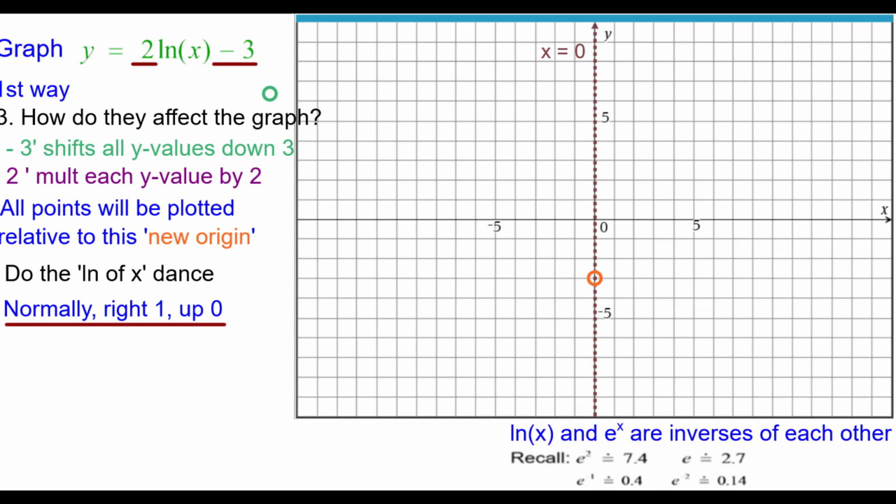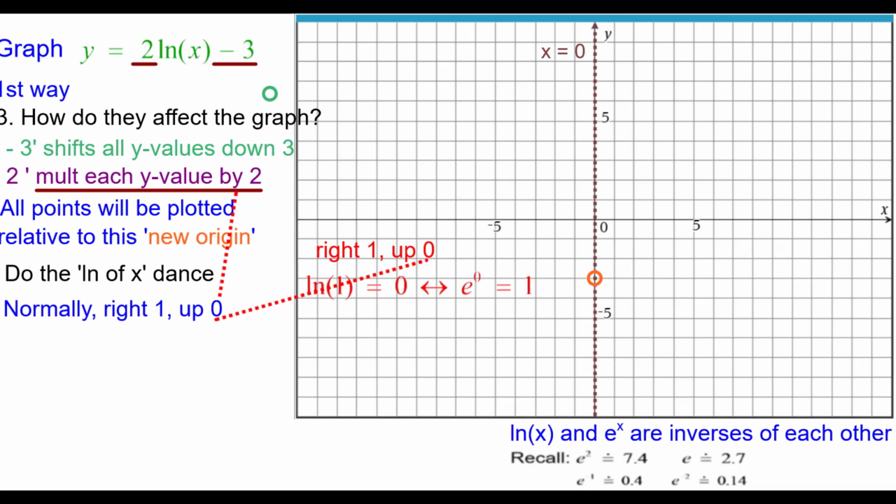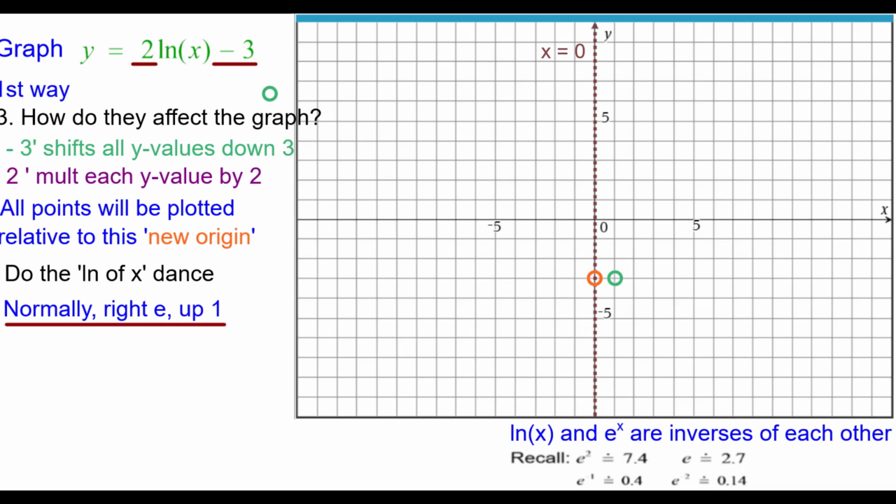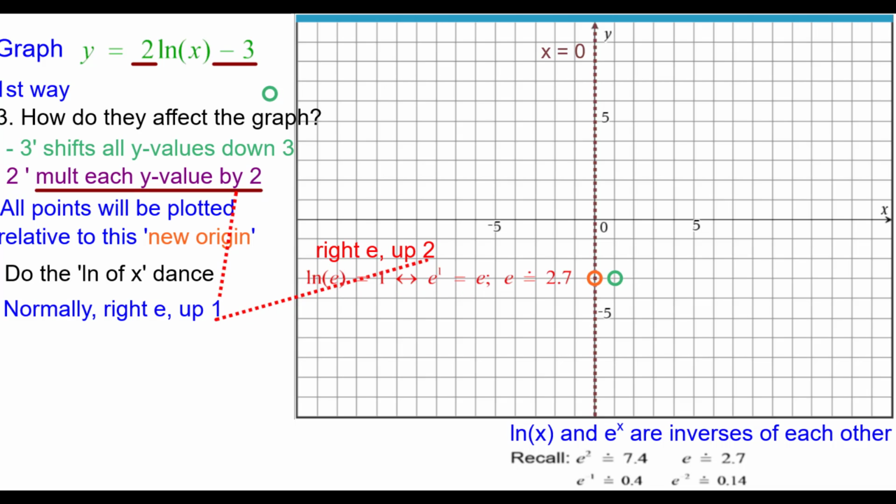Normally it's right 1 up 0, and in this case it will be right 1 up 0. The x's aren't affected, and the y value is multiplied by 2, but 2 times 0 is 0. Normally it's right e up 1. In this case it's going to be right e up 2. We're going to double all the y values. Again, e is about 2.7.